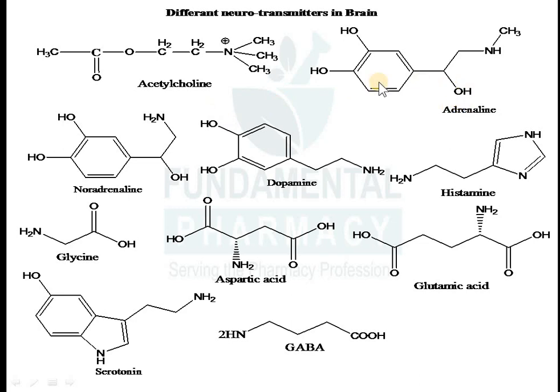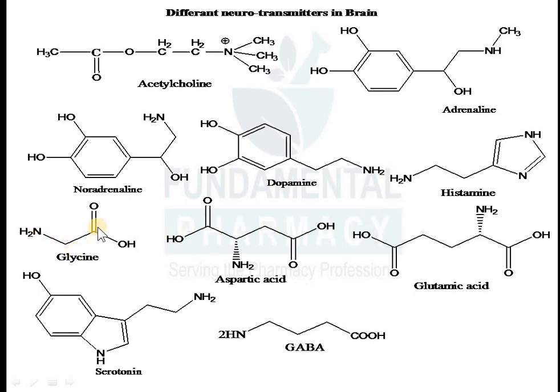Then it is the structure of noradrenaline. It has a catechol nucleus, a dihydroxyphenyl group, that is catechol. We have seen the adrenaline structure in the last lecture also. The difference between adrenaline and noradrenaline is just one additional methyl group in adrenaline, which is not in noradrenaline. Then dopamine has a similar structure, except you don't have this hydroxyl group in dopamine. Then histamine has a histidine nucleus, and the rest of the things are similar.